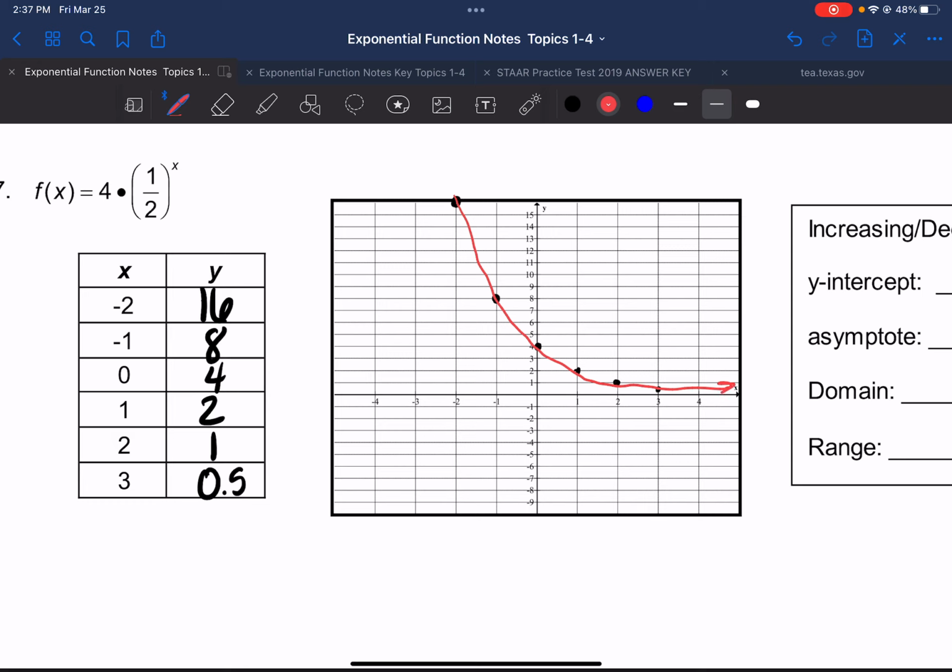And it's never going to cross your x-axis, right? It'll never cross it. It'll try to get as close as possible, but it'll never really touch it. That's why it's called an asymptote. Bam. All right, so that's what my graph looks like.